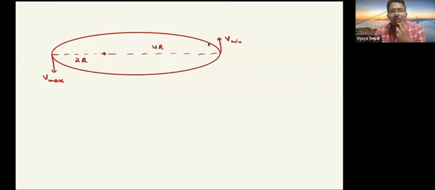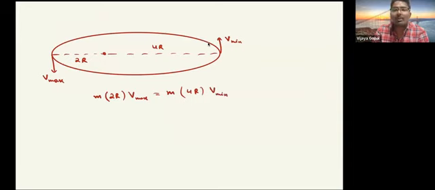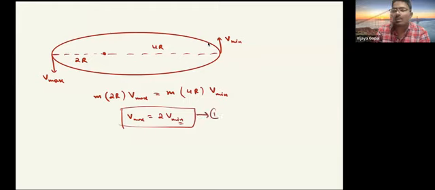The first equation is angular momentum conservation. That is m times 2r into v max equal to m times 4r into v minimum. From here you get v max equal to 2 times v minimum. So this is equation number 1. But we need one more equation, because two variables are there.